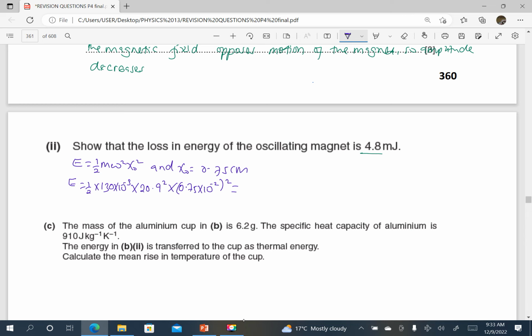I'll check my calculator for this energy. So this is 1.6 millijoules, or 1.6 times 10 power negative 3 joules. So we want to find the loss. So loss in energy is going to be 6.4 millijoules minus 1.6 millijoules, which I think is 4.8.